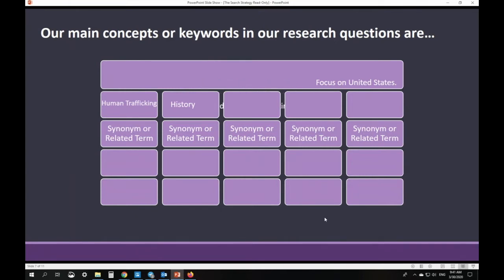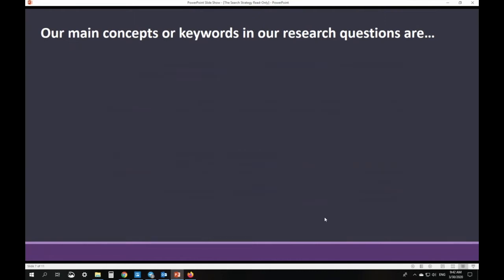Our second question is, how does one find victims? So we're looking for the victims and how to find them, so how to identify them. And we're focusing on the United States. I'm going to put United States in our last concept box. And this is how we broke out our concepts from our short phrases.